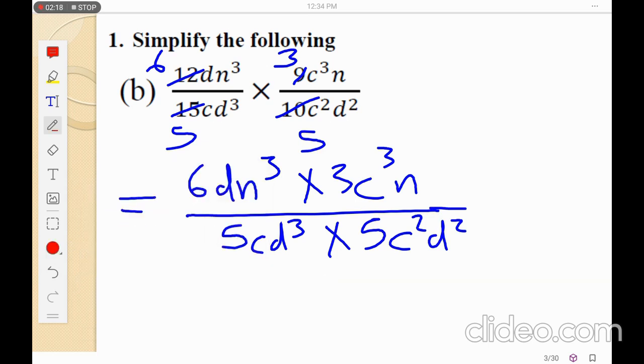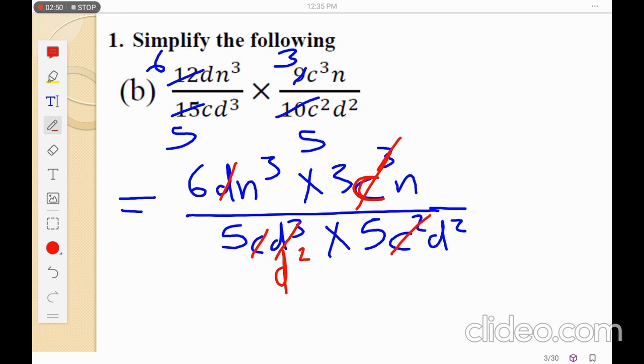This D cubed here, this D cubed, this D can cancel off 1D here, and I'll remain with D squared. Okay, fine. Then the C squared can go into C cubed, and I'll remain with a C there. Okay, then what else? Oh, this C can cancel off with this other C remaining there. Okay, then what else? The n's there. Okay, let's write what we now have.